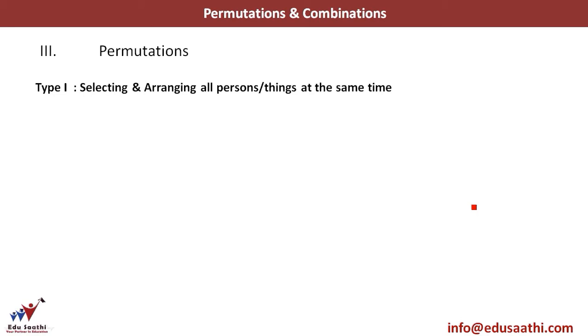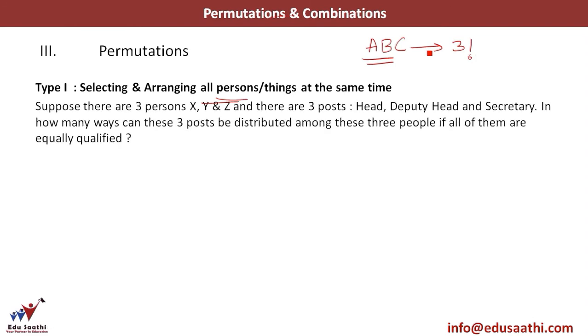So let's see type 1 in permutations. Type 1 is that I have to select and arrange all the persons or things at the same time. For example, I had 3 letters A, B and C, and I had to arrange all these 3 letters. I don't have to select 2 or 1, I have to select all these 3. So we found that the answer was 3 factorial. Let's take another question on this.